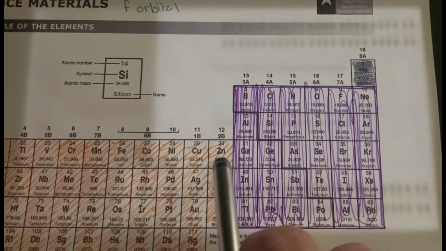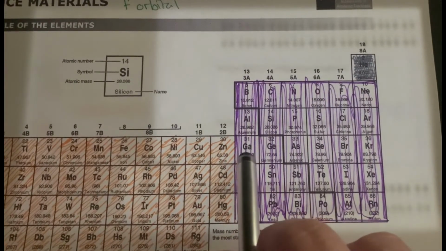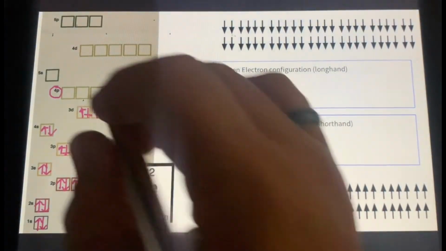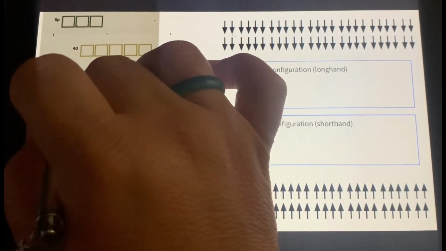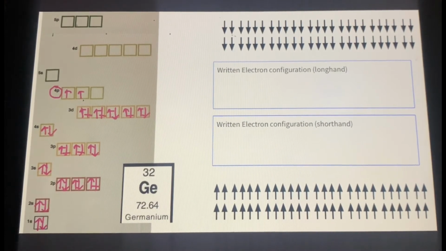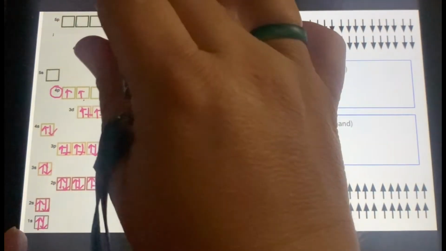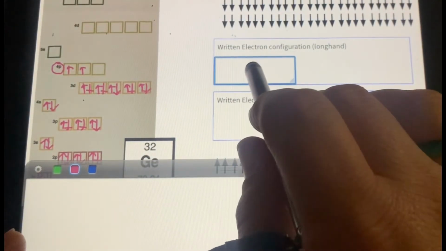Now I'm here at zinc. Now I enter into the 4th row for the P block. 1, 2. Up and up. And now I'm there. So let's write this configuration.